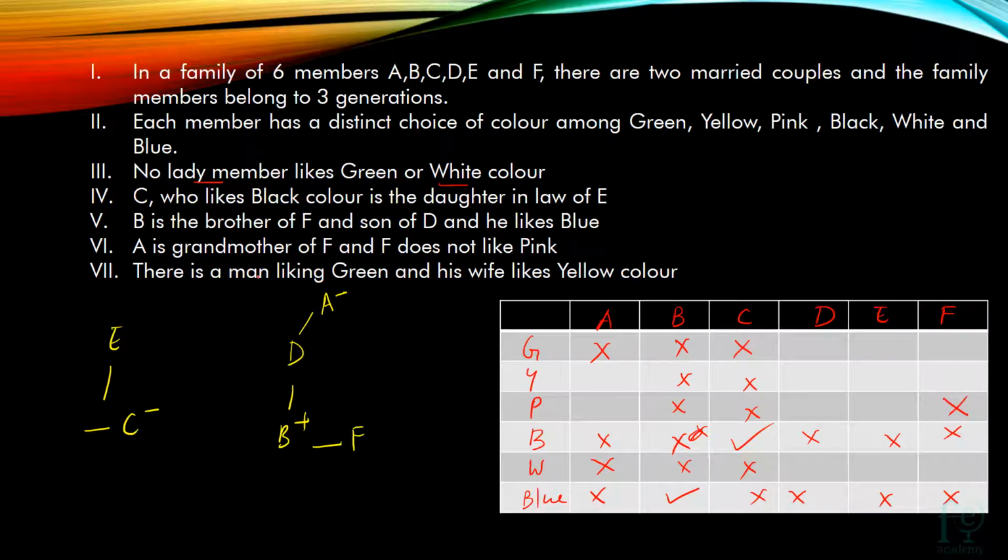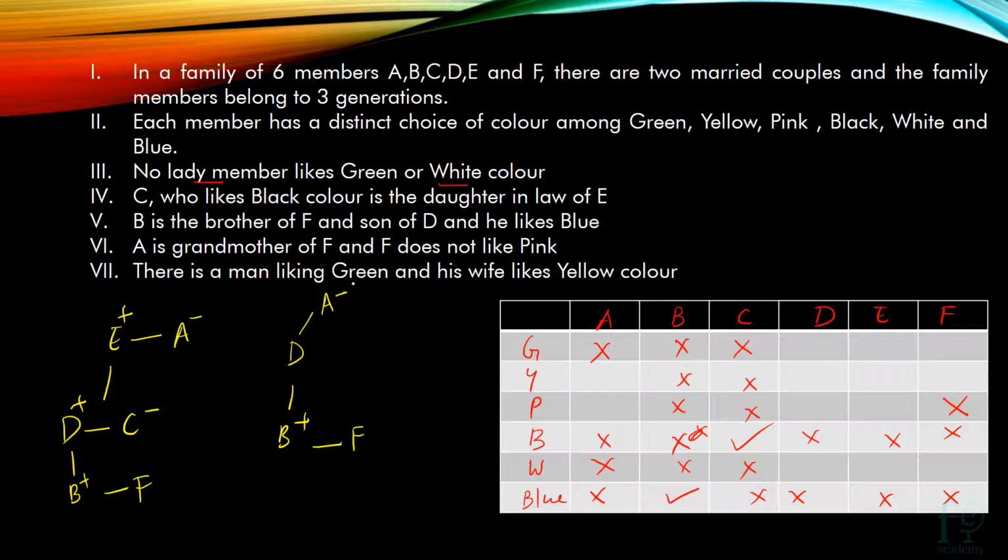Now there is a man liking green and his wife likes yellow color. How will this relationship diagram be fitting to this? So what is the only possibility? There should be 2 married couples and they should be belonging to 3 generations. So the only possibility is A should come here. So E should be the male and D should be the husband of C, and like this only it can be completed. This is the only option available to us. So A, E, D, C, B and F.